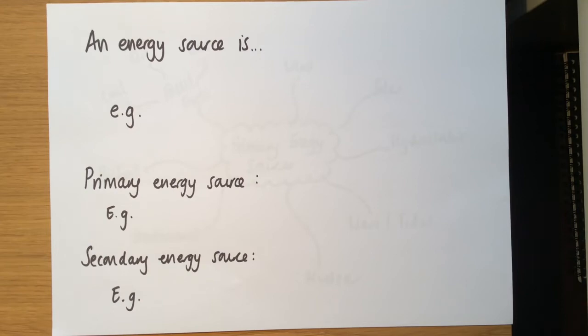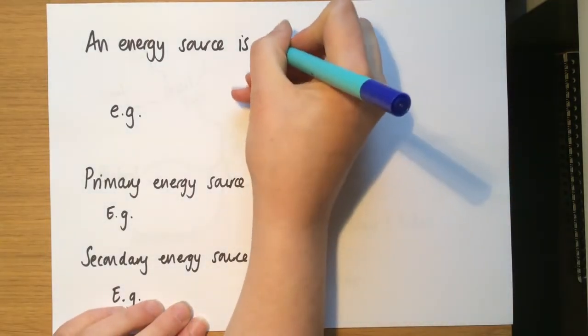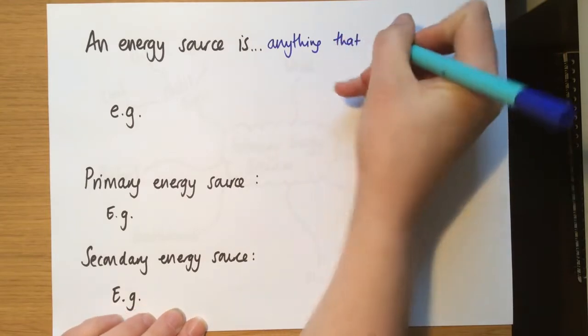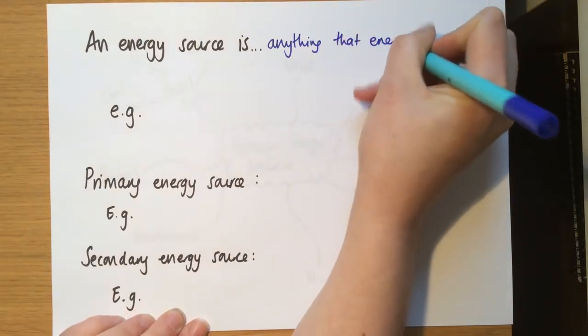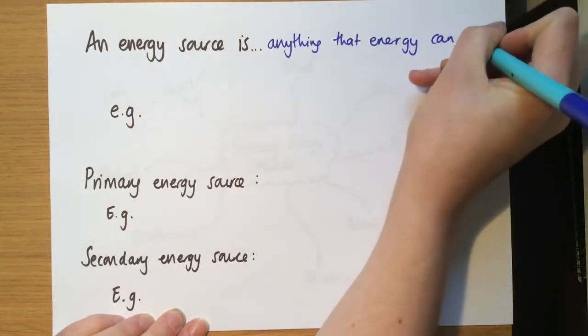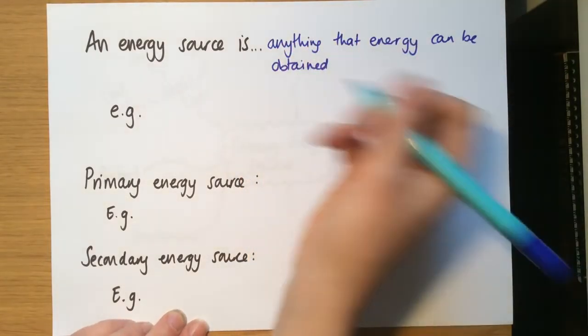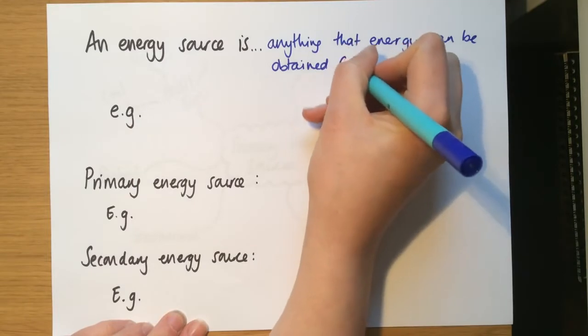So an energy source is simply, as it kind of obviously states, anything that energy can be obtained from. And that could be for light, for heat, for power, anything like that. Anything that energy can be obtained from. And there's lots of different types.